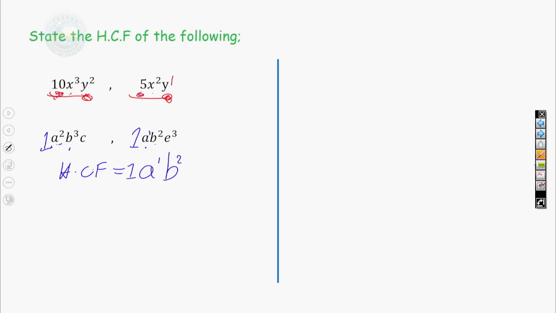Now, coming across here, we see we have c. Is c common? In order to contribute to the highest common factor, you must be common. c is not common, so he cannot contribute to the highest common factor. Have we checked all the variables? Let's see. We looked at our coefficients, we looked at our a's, he contributes. We looked at our b's, he contributes.